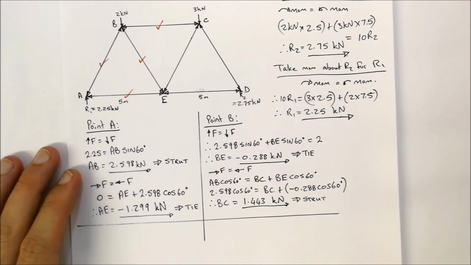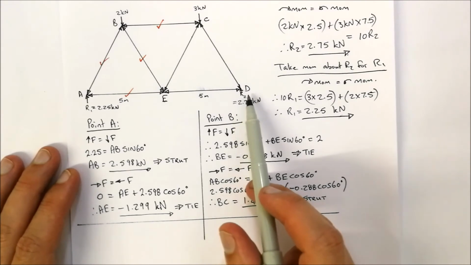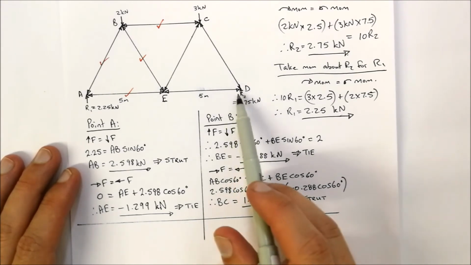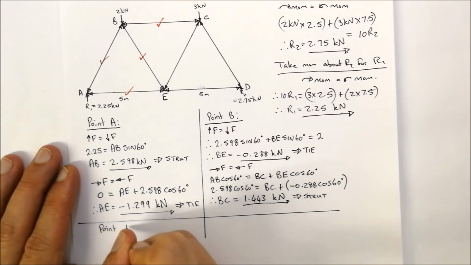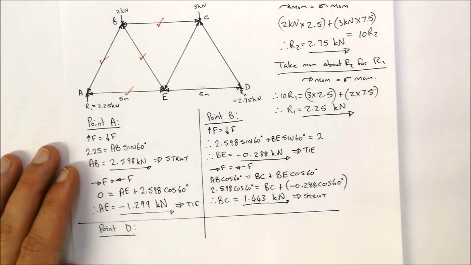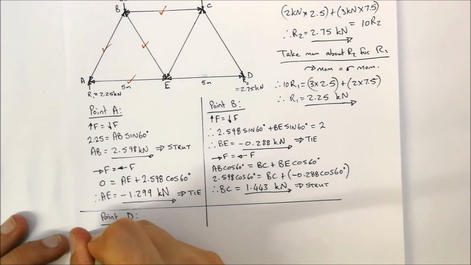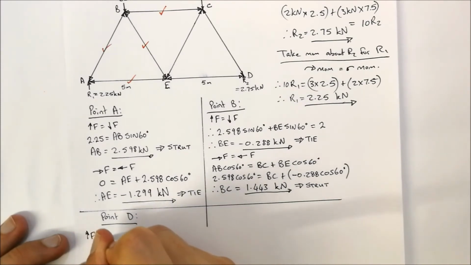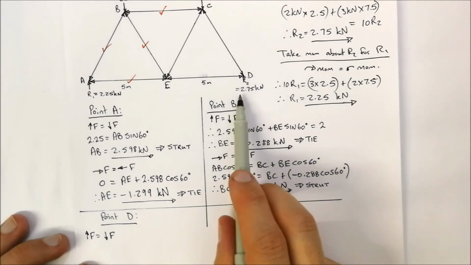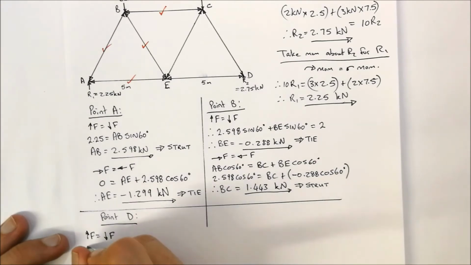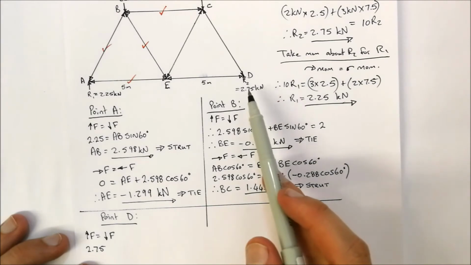Let's have a look at another point. I'm going to be looking at point D. That is another easier one. There's fewer forces going towards it. So let's have a look at point D. Upward forces are equal to downward forces. The upward force at point D is 2.75. That is for R2.